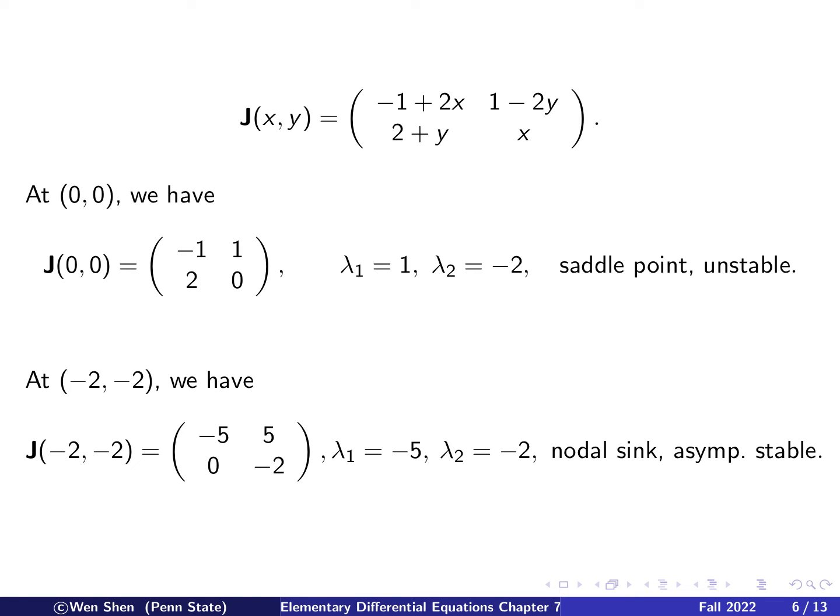Okay, and let's repeat the process for the second one. Second critical point, (-2, -2). So you put x to be -2 here, and you put y to be -2 here, and you have the numbers -5, 5, 0, -2. And so this is triangular, and you know the diagonal elements will be the eigenvalues. So lambda 1 is -5, and lambda 2 is -2. So there are two negative eigenvalues. Therefore, this is a nodal sink. Okay, it attracts all nearby solutions, and it's asymptotically stable.